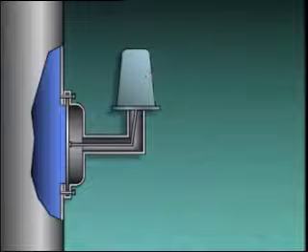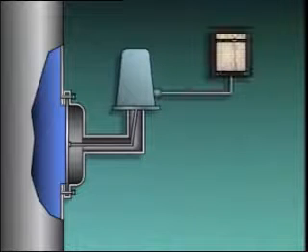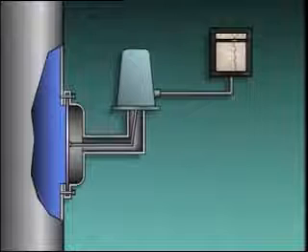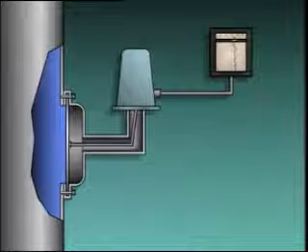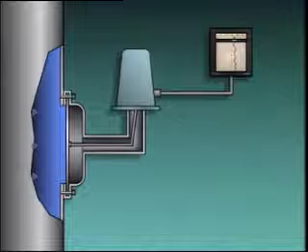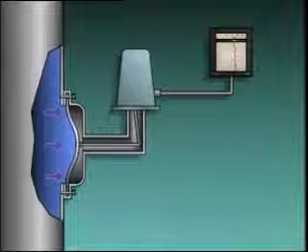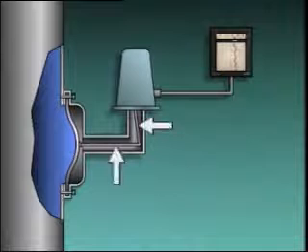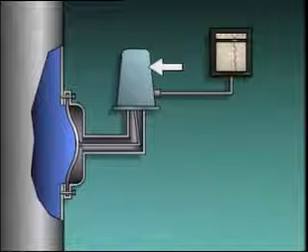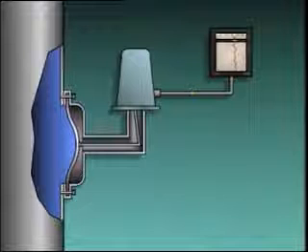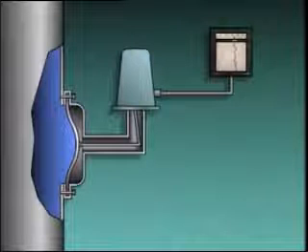The transmitter, in turn, is connected to a recorder. We've included the recorder in this drawing, but it's actually located some distance away. During operation, the liquid in the tank exerts pressure on the diaphragm, causing it to bulge. The movement of the diaphragm is transferred by the mechanical linkage to the pressure transmitter. The transmitter then transmits a proportional signal representing the pressure in the tank to the recorder, which provides the pressure indication.